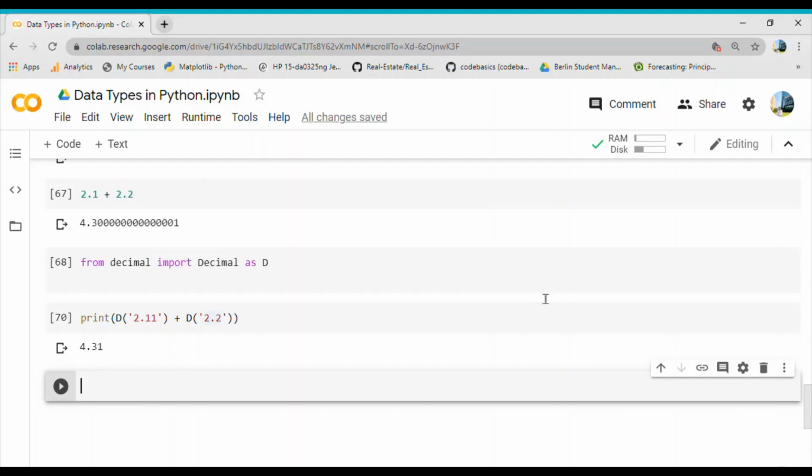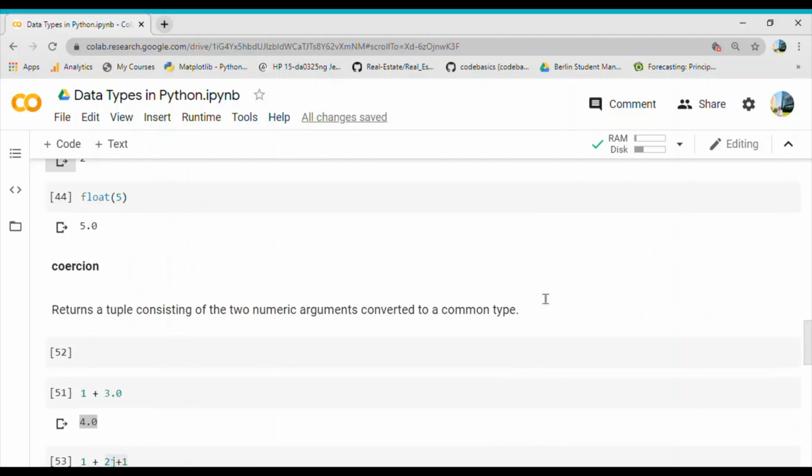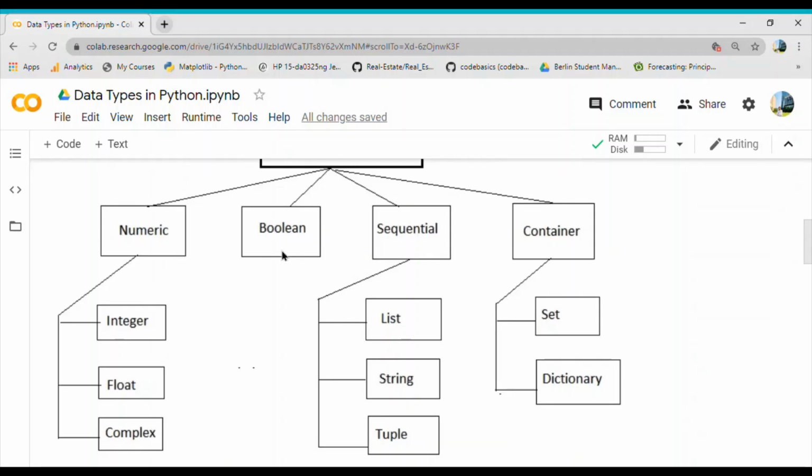Here I would conclude the discussion about the numeric data types, and we will discuss the other data types in our next lesson. We'll talk about boolean, sequential, and container data types.